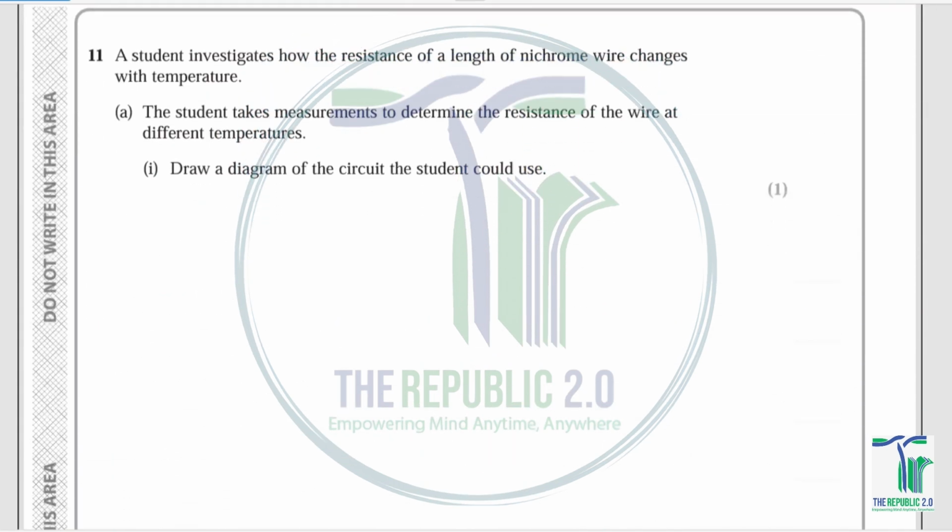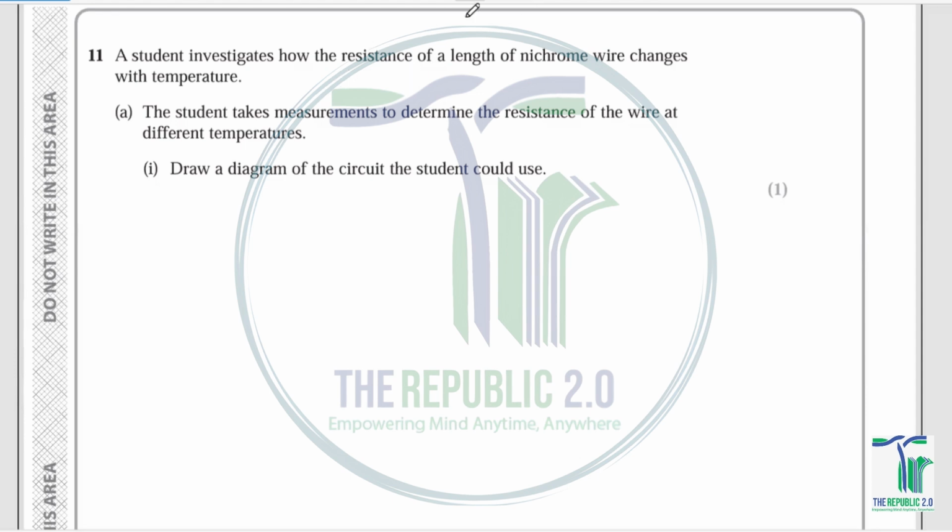Now you've got question number 11. In question number 11, the student investigates how the resistance of the length of nichrome wire changes with temperature. The student takes measurements to determine the resistance of the wire at different temperatures. Draw a diagram for the circuit the student could use. Which circuit diagram could it use?